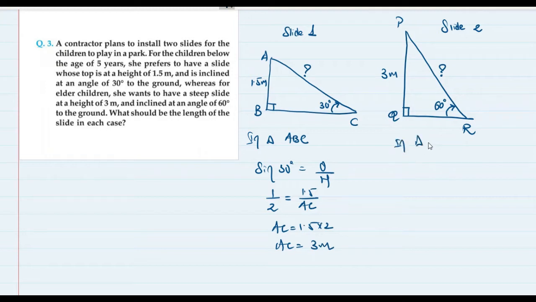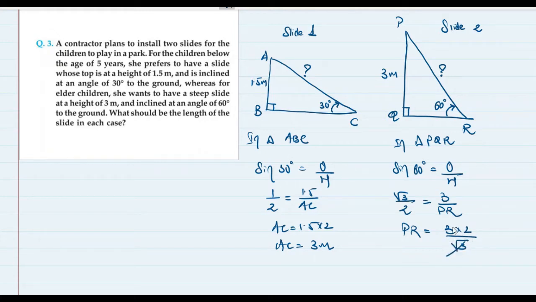In triangle PQR, sine 60 is equal to opposite upon hypotenuse, which is root 3 by 2, is equal to opposite, which is 3 by hypotenuse. We don't know. So hypotenuse PR is 3 times 2 by root 3. Root 3 and 3 cancels. We get root 3. So PR is equal to 2 root 3 meter.